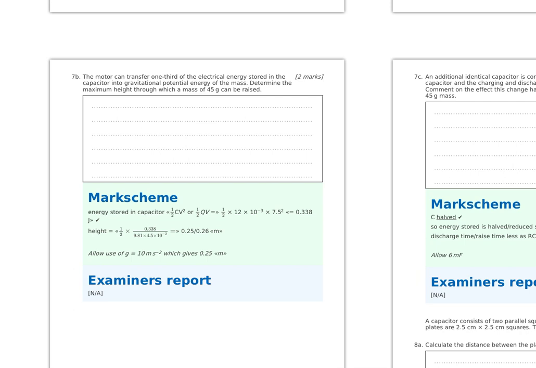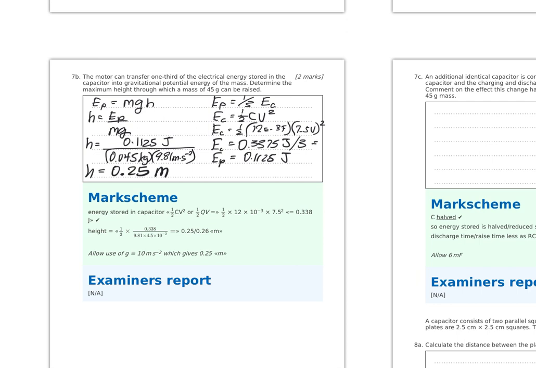And it tells us that the mass is 45 grams. I'm looking for the height, but I gotta figure out that energy. All right, so we got the energy of the capacitor, 1/2 CV squared. 1/3 of that is the potential energy. Slip that in for mgh and solve for h, you get 0.25 meters.